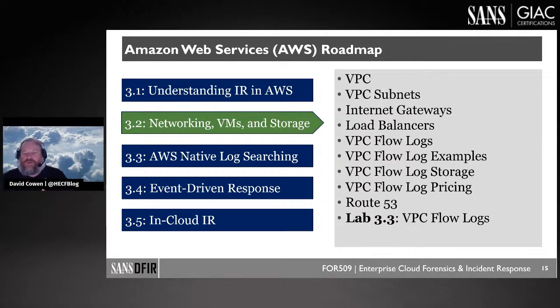We then go into VPCs, or virtual private clouds. We talk about subnets and gateways and load balancers, moving then into flow logs and what you should expect from flow logs. We talk a little bit about Route 53. This is definitely an area we're going to be expanding into the next major version of the class, probably end of year, maybe beginning of next year. And then a lab where you walk through VPC flow logs in AWS.